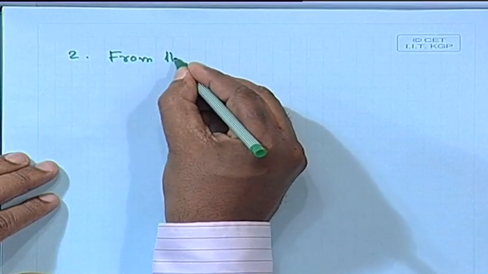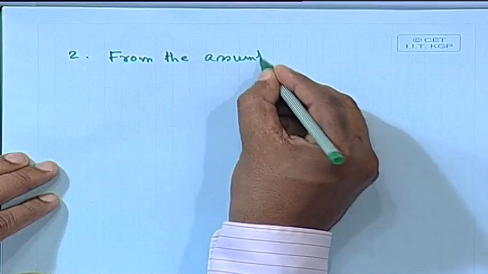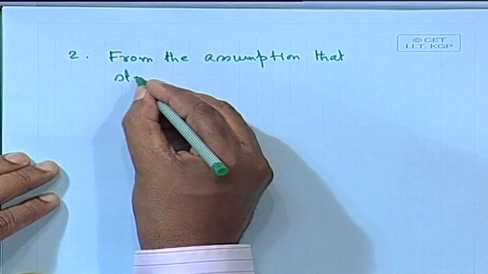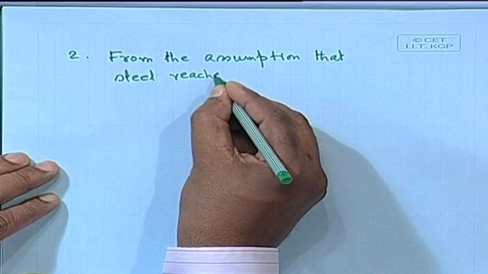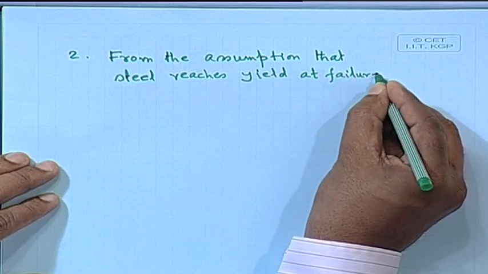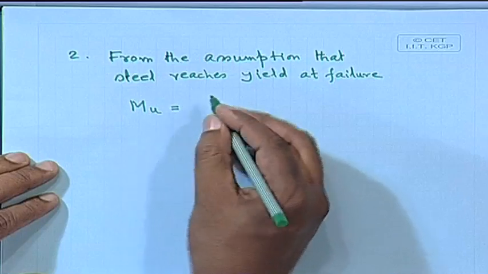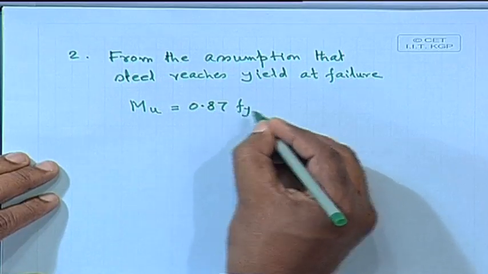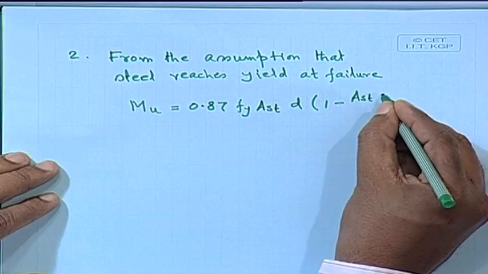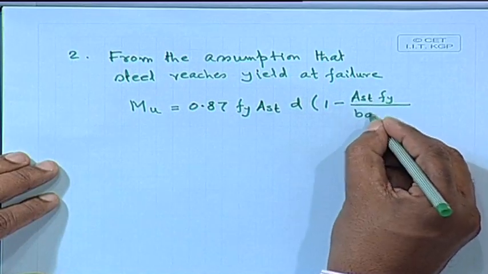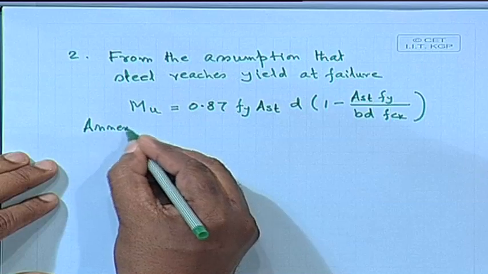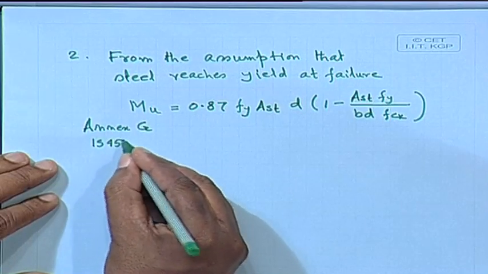Let us write down from the assumption that steel reaches yield at failure. Mu equal to 0.87 Fy Ast times d (1 minus Ast Fy by b d Fck). You will get this expression in Annex G, IS 456 2000.